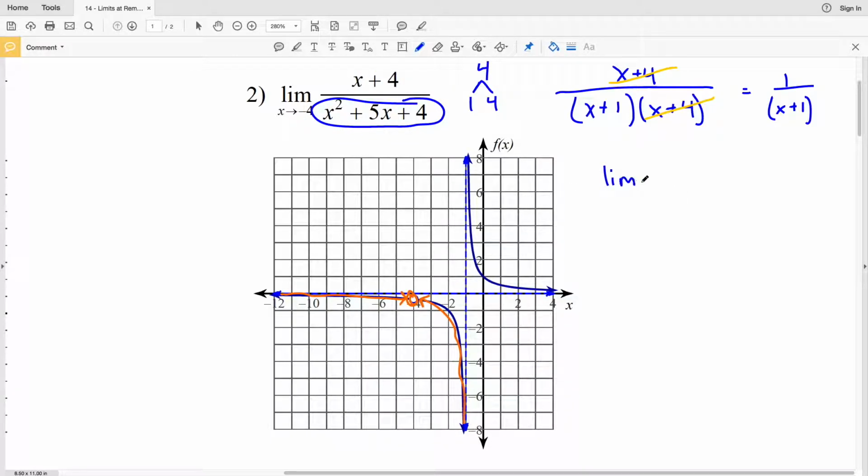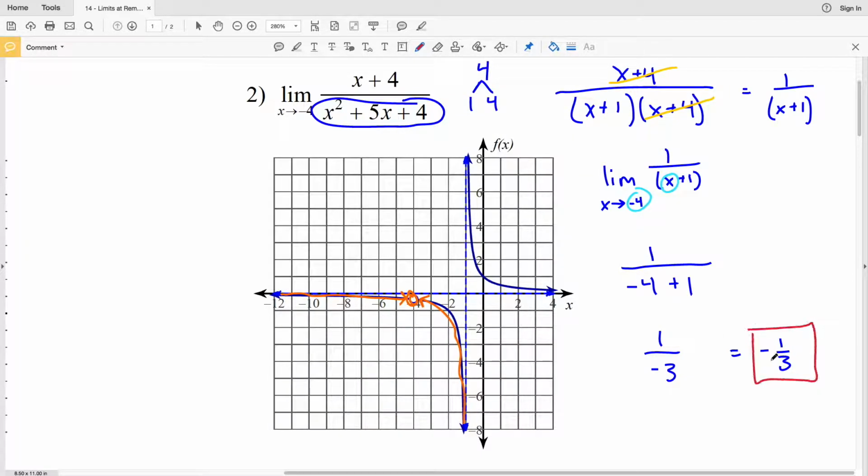So we're going to find the limit of 1 over x plus 1 as x approaches negative 4. We'll take negative 4 and plug that in for x. So we'll have 1 over negative 4 plus 1, and you can see that we no longer have a 0 in our denominator. That will be 1 over negative 4 plus 1, which is negative 3. So negative 1/3 is the limit as x approaches negative 4. Even though we do not have a value at that point, the limit does exist, and that's negative 1/3. Let's continue on to number 3.